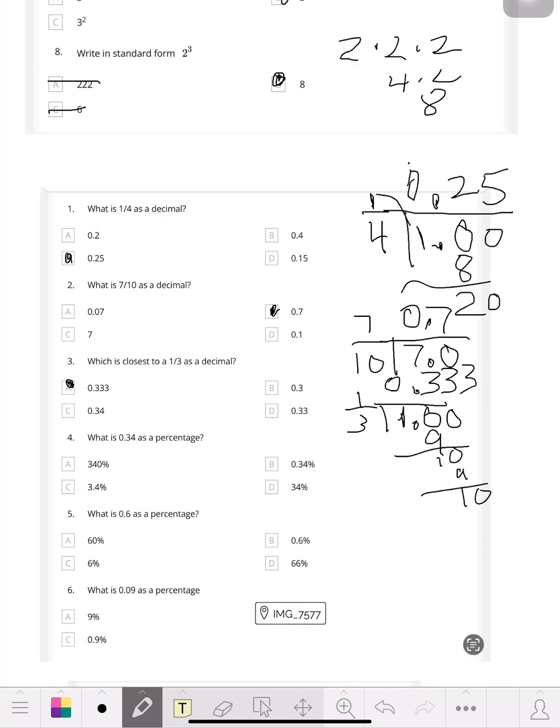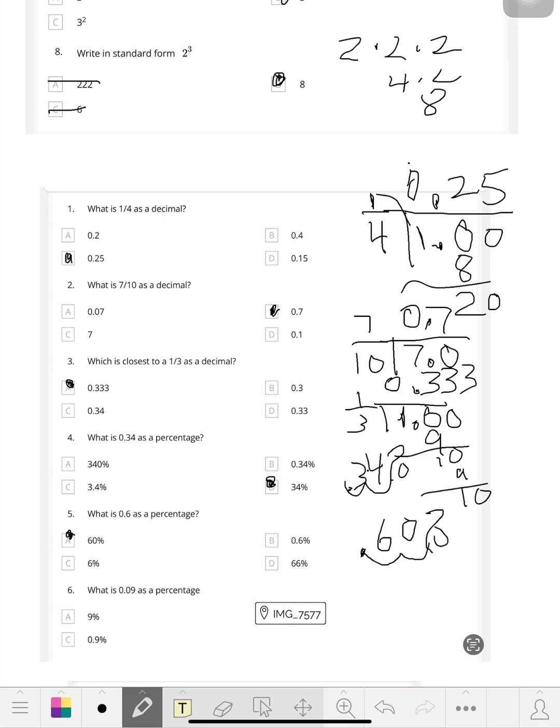What is 34% as a decimal? 0.34. Remember what I told you there? You write the 0.34, and you move it 2 places to the right. It's 34%. Any of those say 34%? Let's see. Right here, number D, 34%. We grab that one. Now, 0.6 as a percentage. So we got 0.6. What did I say? You move it 2 places to the right. Change it to a percentage. Any say 60%? 60%. Look at that. Number A. We got it.